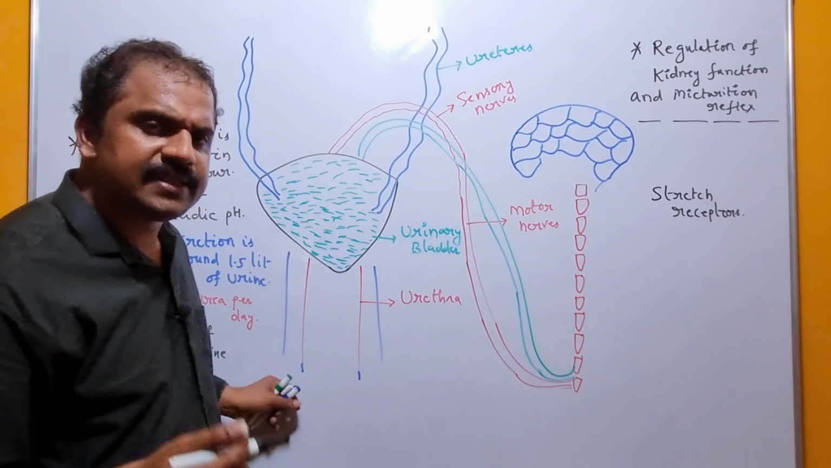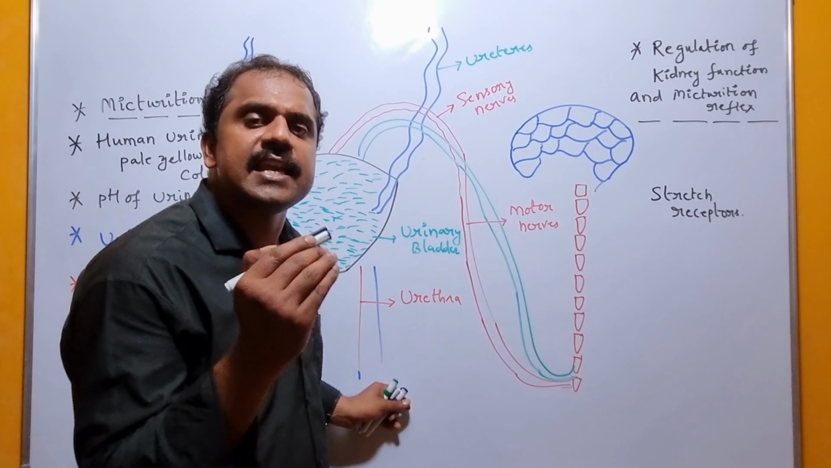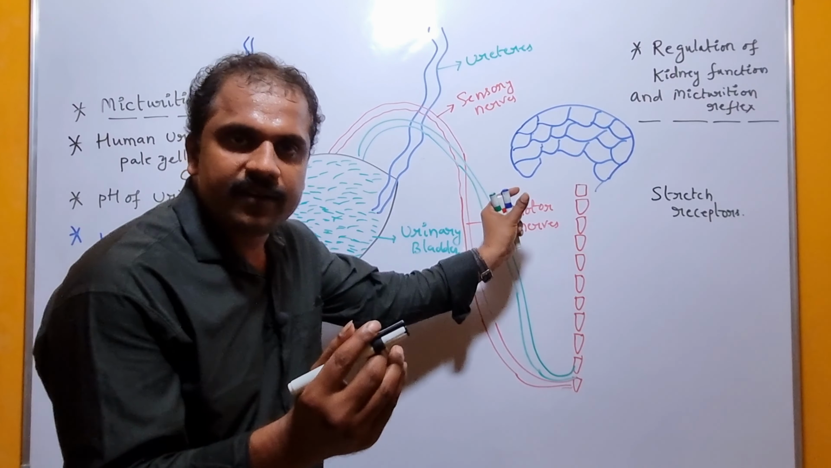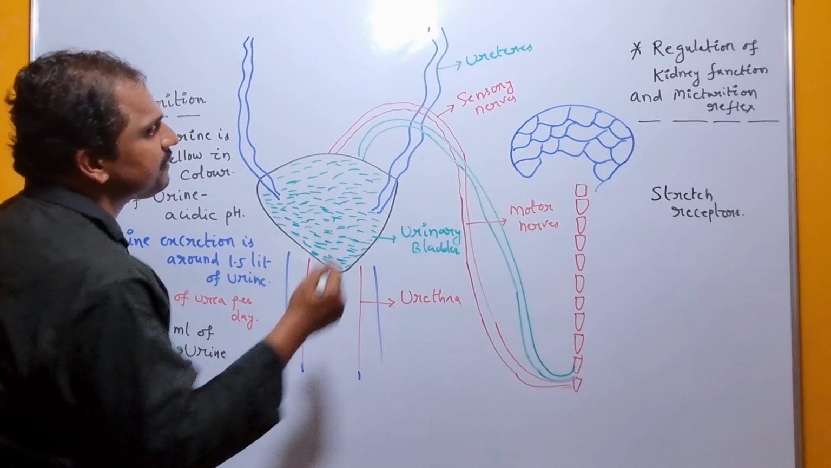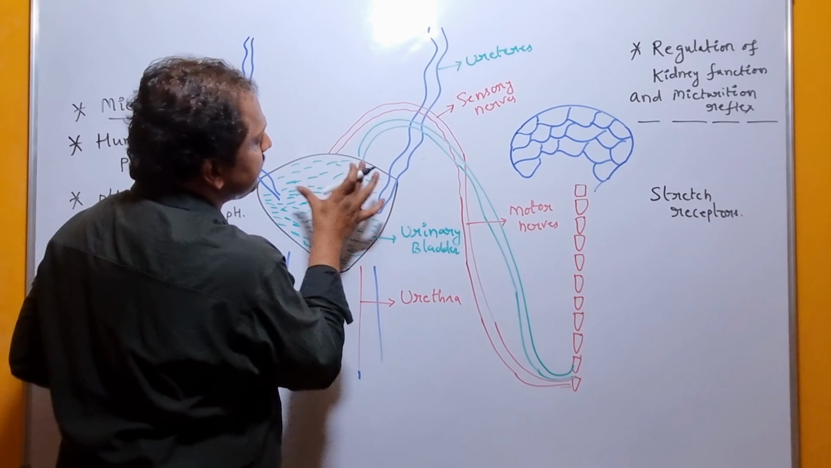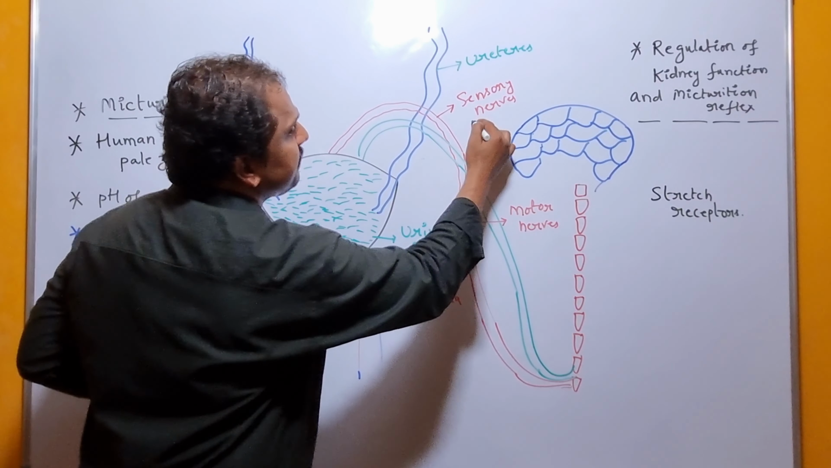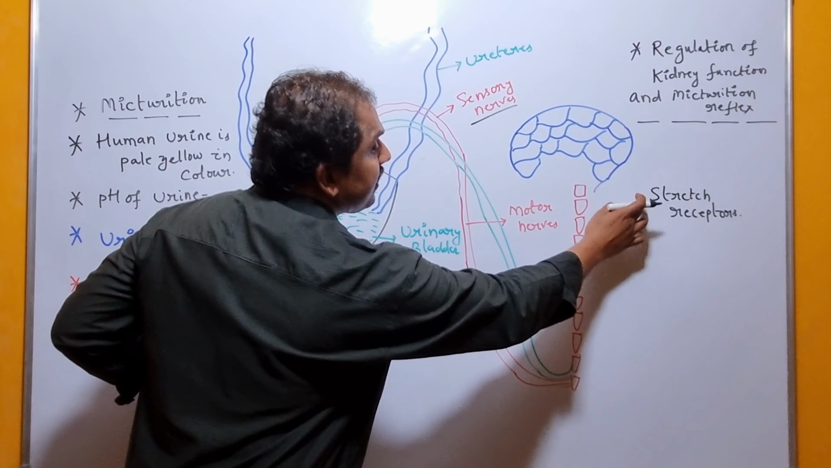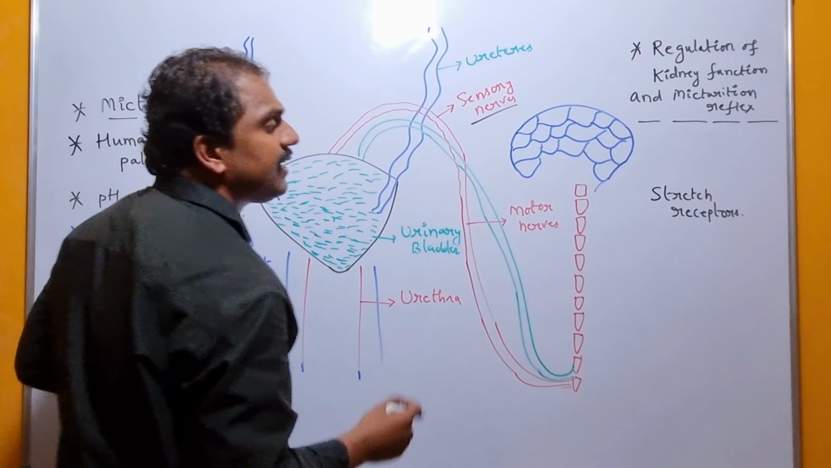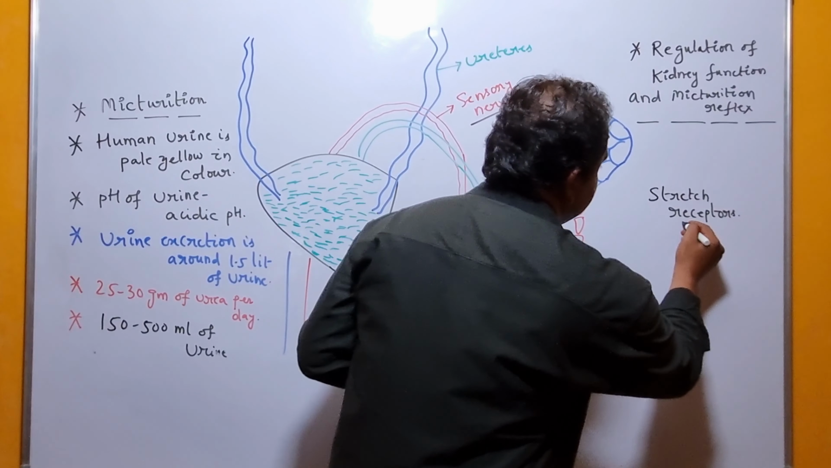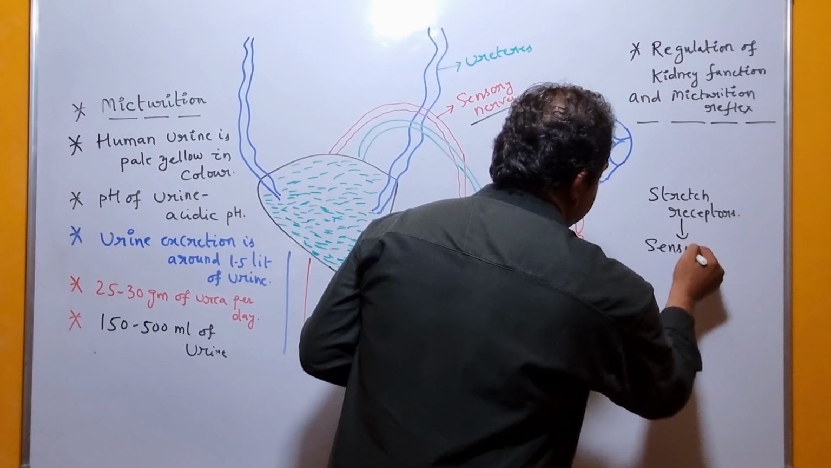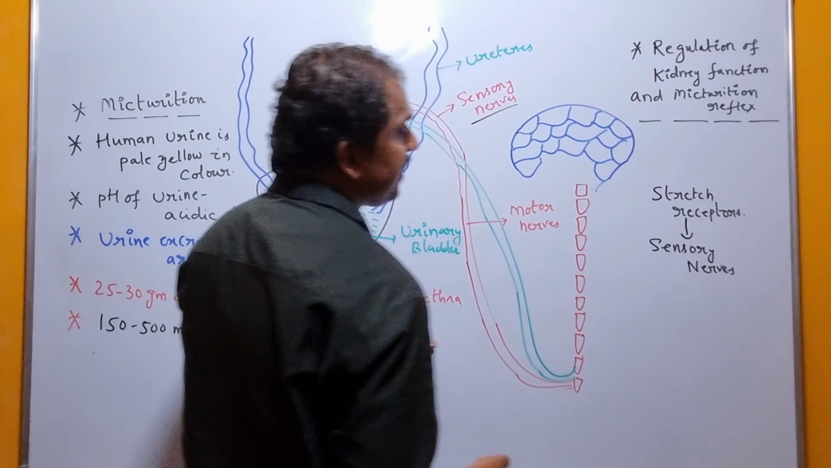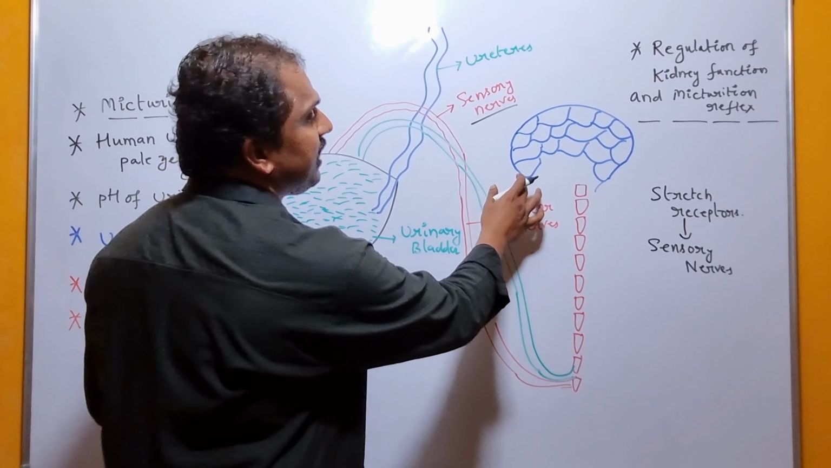So what are sensory nerves here? The specific nerves which are responsible for carrying the information from the effector organ to the brain. Is it clear? So these specific nerves are termed as what? Sensory nerves. So initially stretch receptors are activated, and these stretch receptors in turn activate the sensory nerves. These sensory nerves then activate the human brain.